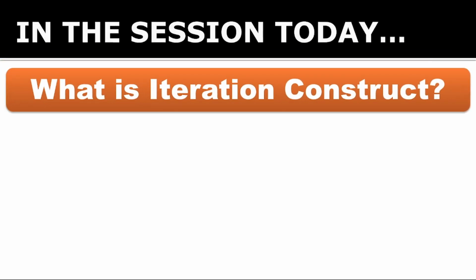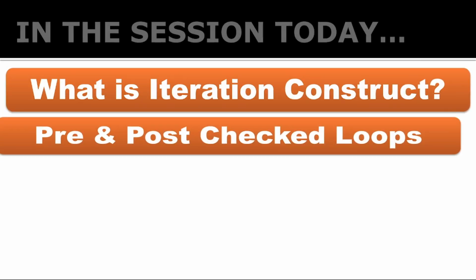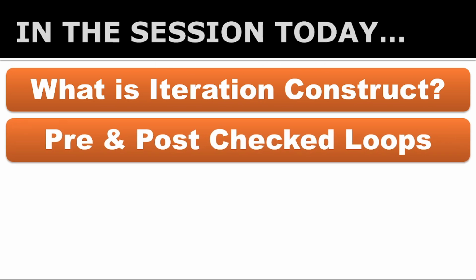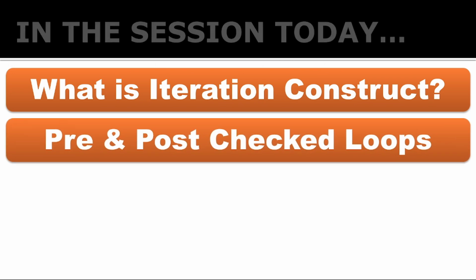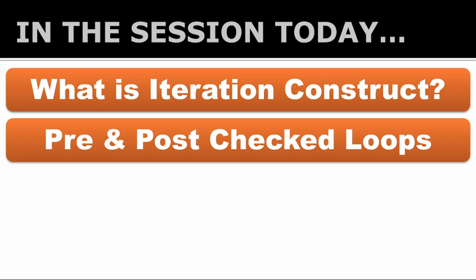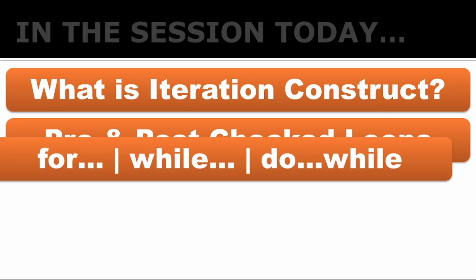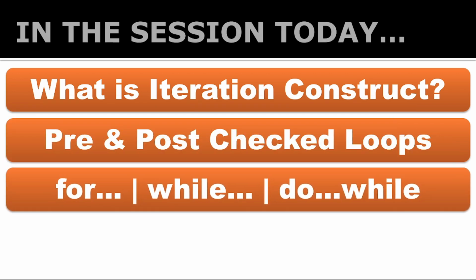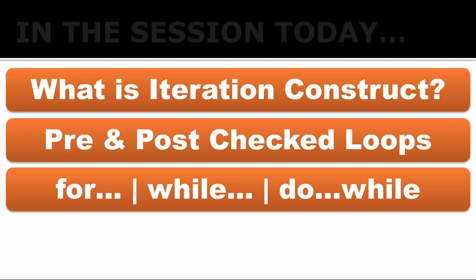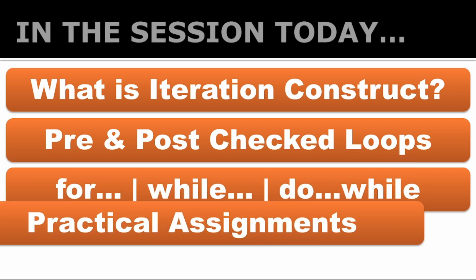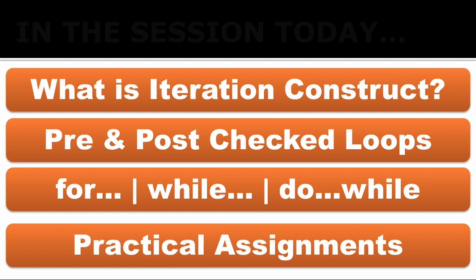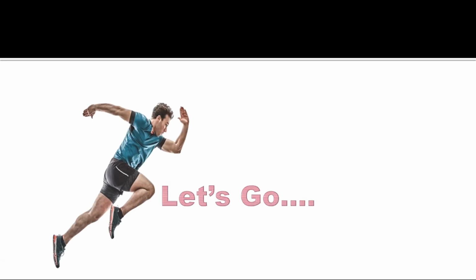We will be defining the iteration construct at first. Then we'll go on to understand pre and post check loops. There are two broader categories of loops in C language, that is pre and post check. We'll cover the actual loops that exist in C language: for, while, and do while. And finally, I will take you to the practical assignments based on loops. So let's go.